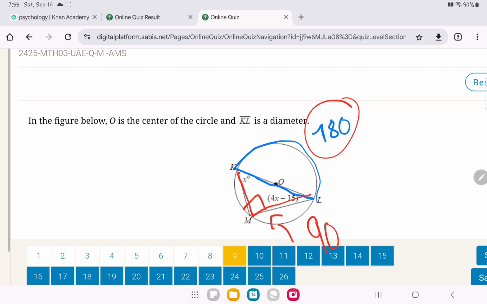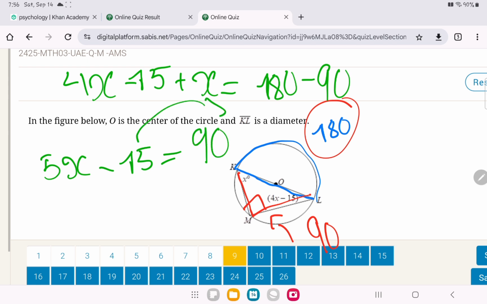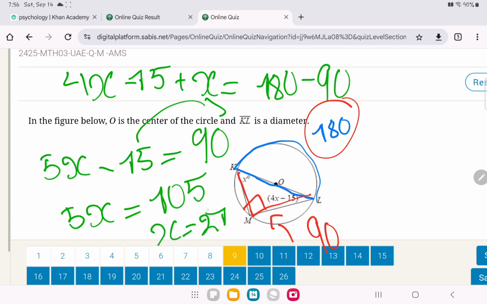So we have this over here. And we know that in a triangle, the measure of the angles is equal to 180. So quickly we can do 4x minus 15 plus x is equal to 180 minus 90. So then we get 5x minus 15 is equal to 90. Bring 15 to the other side. We get 5x is equal to 105. So then x is equal to 21.